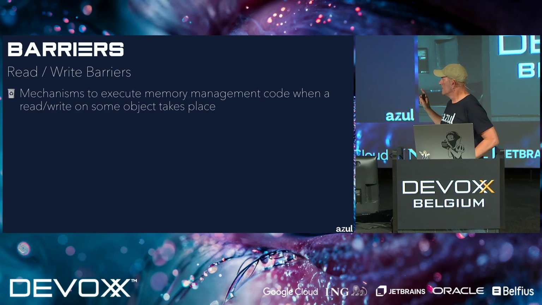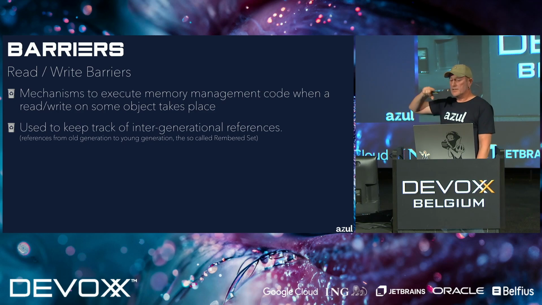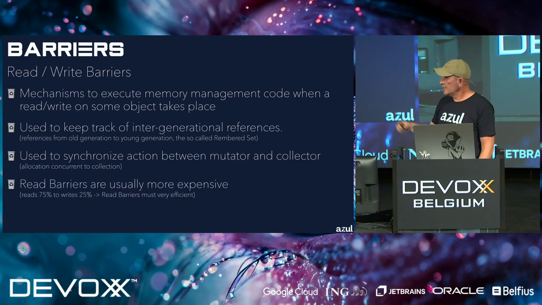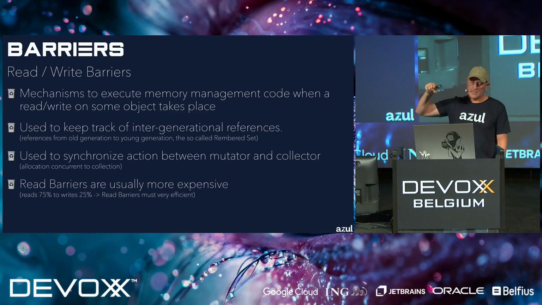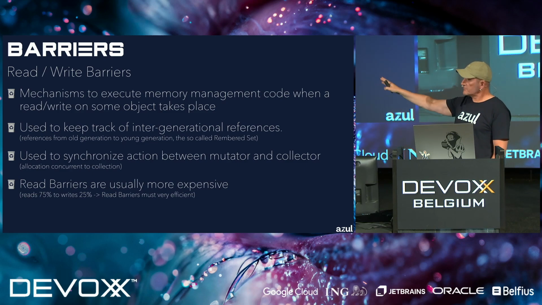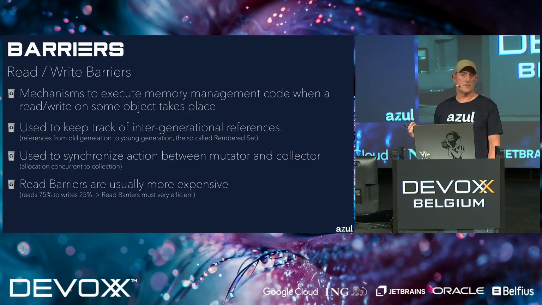If we now use it, for example, to track intergenerational references, like the remembered set that we saw, I will have an example how this works. It's also used to synchronize between the allocator and the mutator. And the idea is, like I already said, if you access a memory cell either by reading or writing, some code will be executed. You have to keep in mind that read barriers are way more expensive than write barriers because we have around 75% reads and 25% writes.